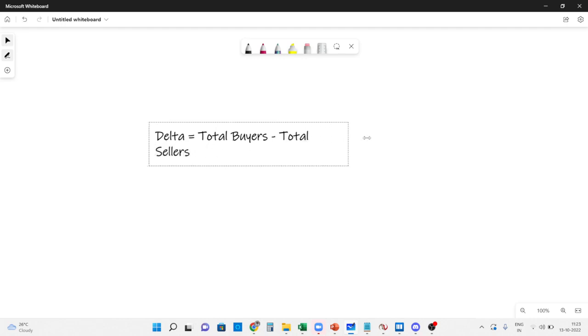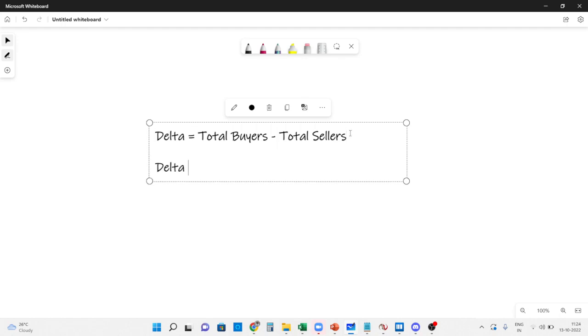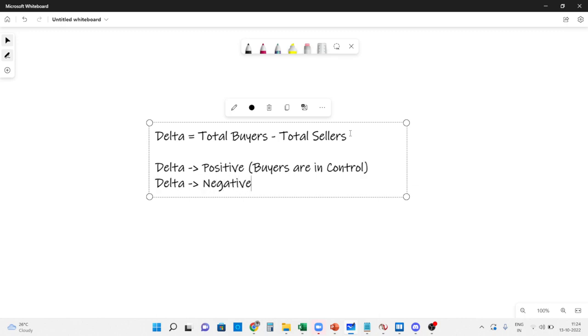From the Bookmap, you can track how much buyers came in for the day and how much sellers came in for the day. So that is what delta is all about. Delta is total buyers minus total sellers. If the delta is positive, that means buyers are in control. Whereas if the delta is negative, that means sellers are in control.